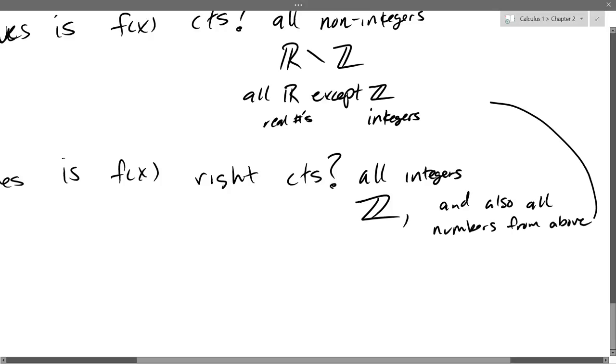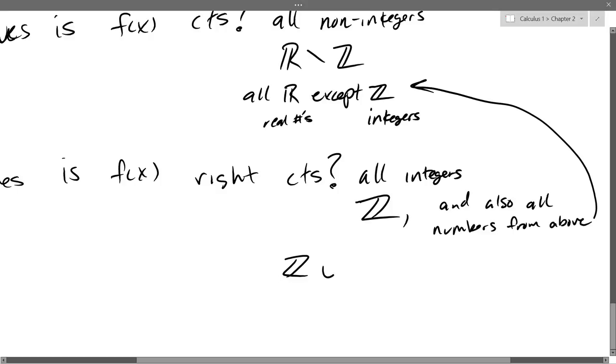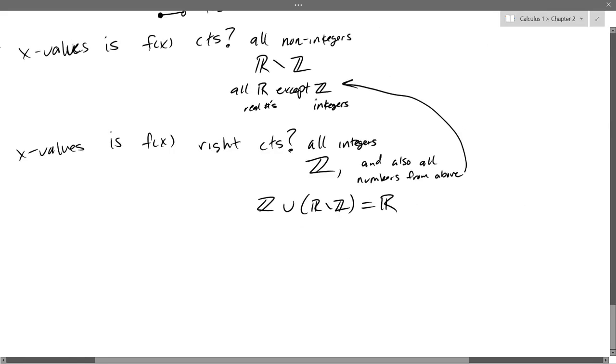Wouldn't it be easier just to write all integers and not left? Yeah, so we're going next. So we'll look for left continuity next. So if you want to have some fun set notation, all the integers, union, the real numbers minus the integers, is all the real numbers. You don't need to worry about that, though. That's some fun set notation.